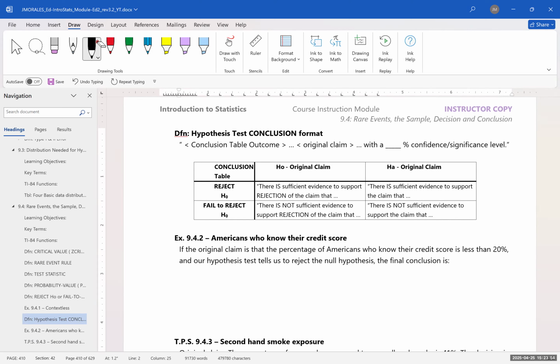Americans who know their credit score. If the original claim is that the percentage of Americans who know their credit score is less than 20%, and our hypothesis test tells us to reject the null, then what is the final conclusion?